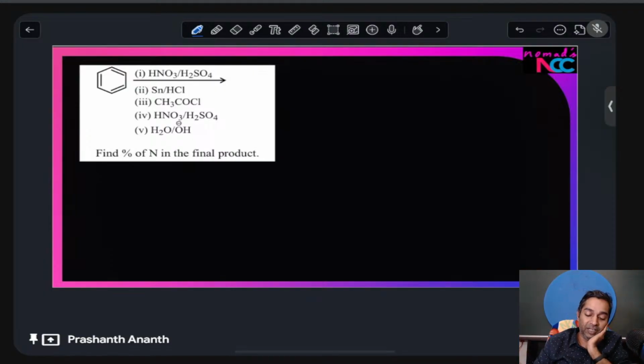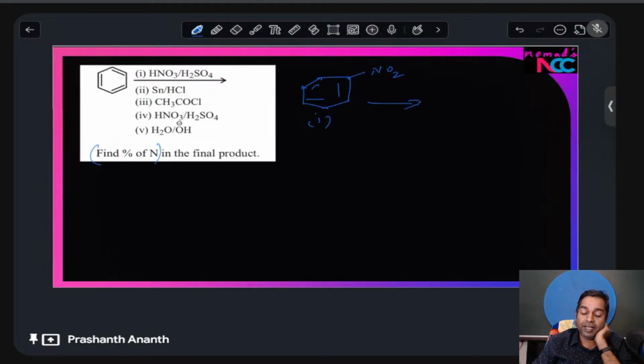Let's see. They're asking to find the percentage of nitrogen in the final product. So first we are doing HNO3 and H2SO4. So that's going to be what? HNO3, H2SO4 is going to be nitration or sulfonation? It's going to be nitration. So in this particular case here, we are going to be having NO2. Then we are going to be doing tin and HCl. This is the product after the first step. After the second step, tin and HCl, we'll end up having aniline.